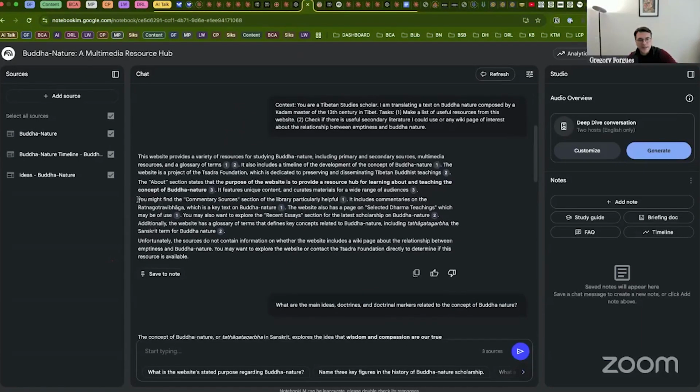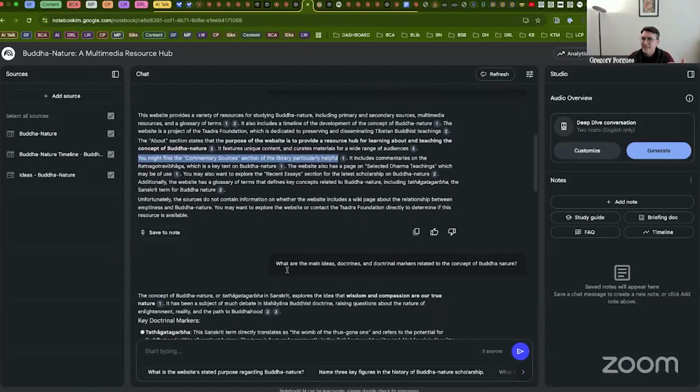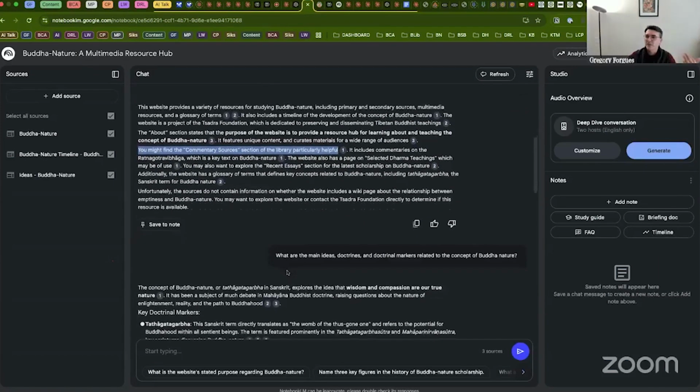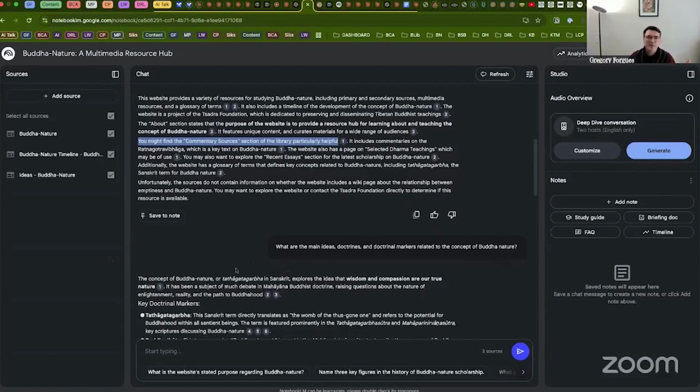You know, for example, it says, that's quite true, you might find the country resources section of the library particularly helpful. So you see, it's really good to explore something, quickly get a sense. You could add Study Buddhism links here. You could have, say, 10 links to different Gelugpa materials. You want to have an overview.